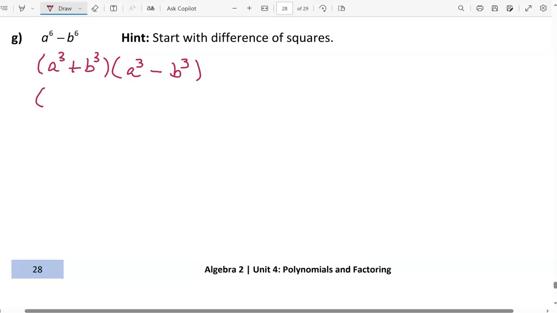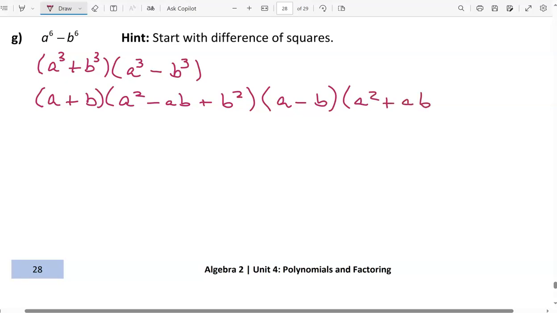A cubed plus b cubed is the sum of cubes. That factors into a plus b times a squared minus ab plus b squared. And a cubed minus b cubed factors into a minus b times a squared plus ab plus b squared.